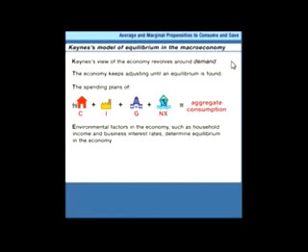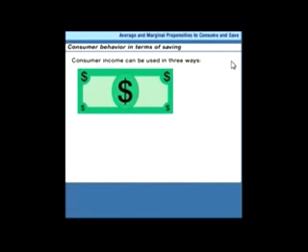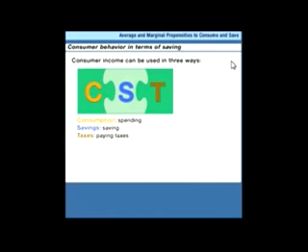That's because consumer income can be used in one of three ways. When you get a paycheck, there's only three things you can do with it. You can either spend it, in which case we call it consumption. You can put it in a mutual fund or in the bank, in which case we call it savings. Or the government can take it, in which case we call it taxes. These three components add up to consumer income. Consumers spend, they save, and they pay taxes.